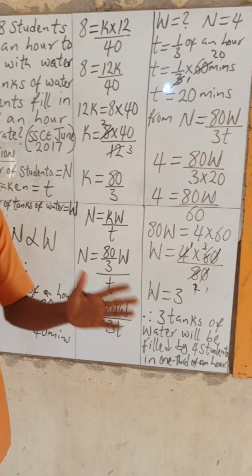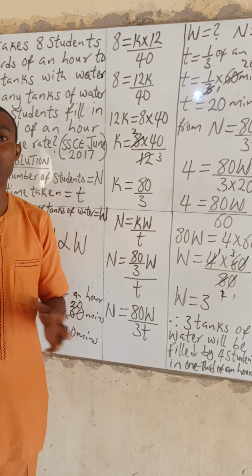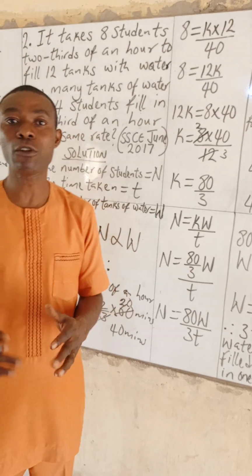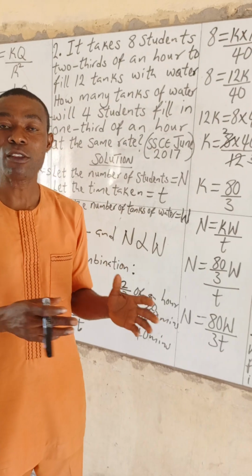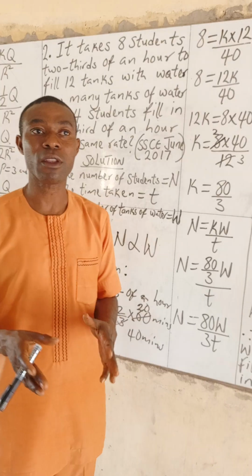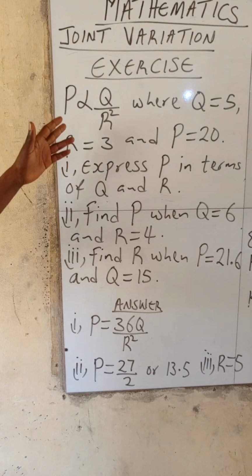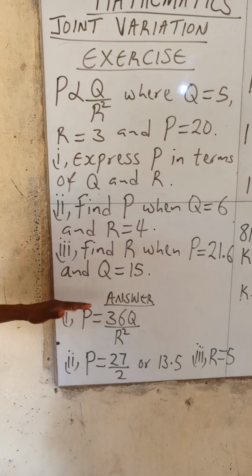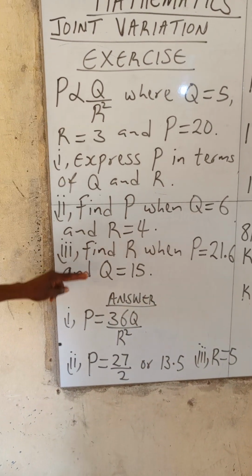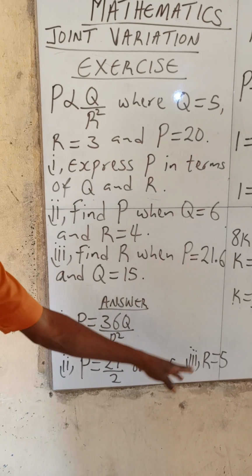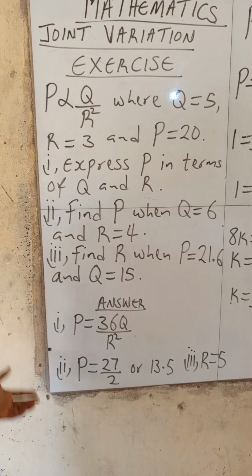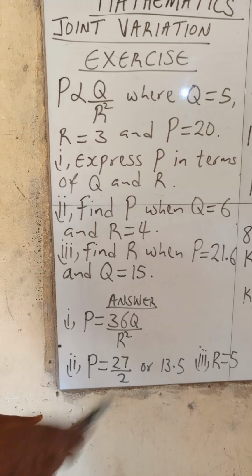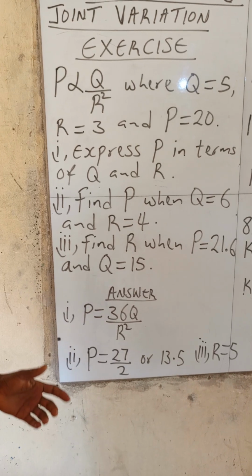So we have seen 2 examples on joint variation. It is now time to have an exercise. So please, try to solve this exercise that will be given. This is the exercise, and if you are able to solve it, these are the results that you are supposed to get. These are the answers. If you find it difficult to get these answers, please go over the video again before coming back to the exercise to solve.